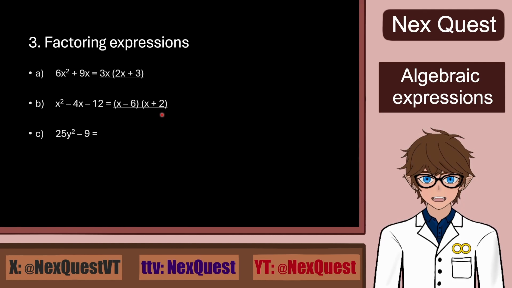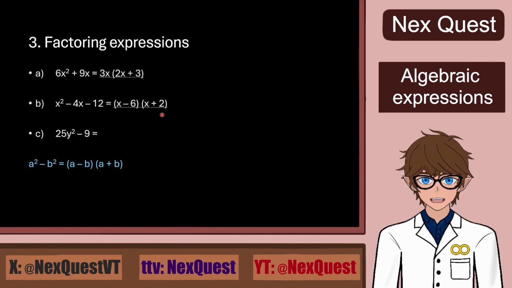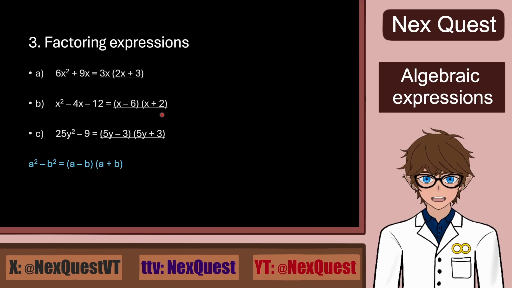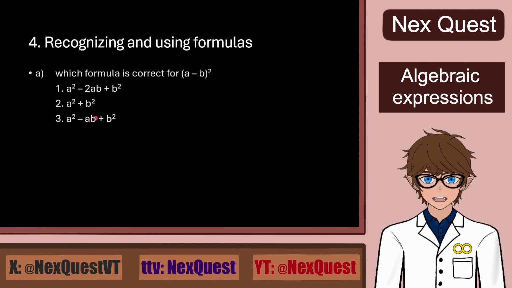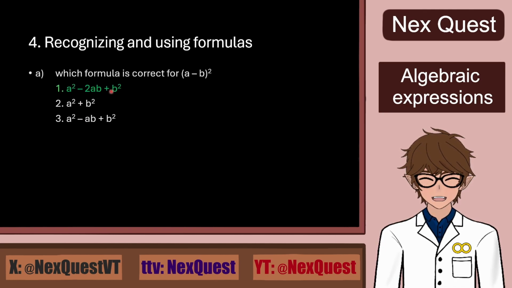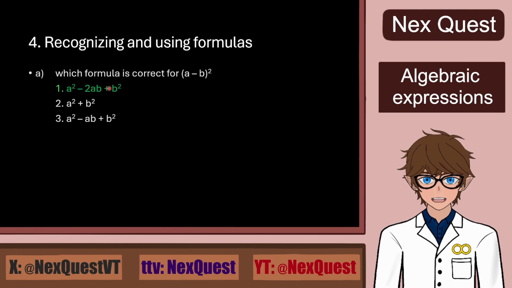25 times y squared minus 9. We use this formula, fill in the roots of each of the terms. We get this. Not much to talk about. Hopefully, we know that this one is missing something, that it's definitely not this one, and it leaves us the answer with this one. Because if we break it apart, we get a squared minus ab plus b squared.